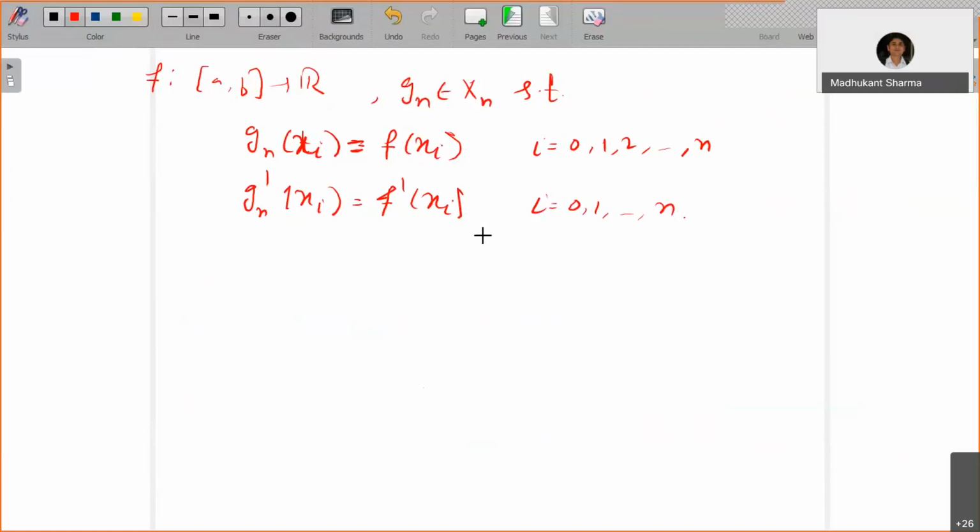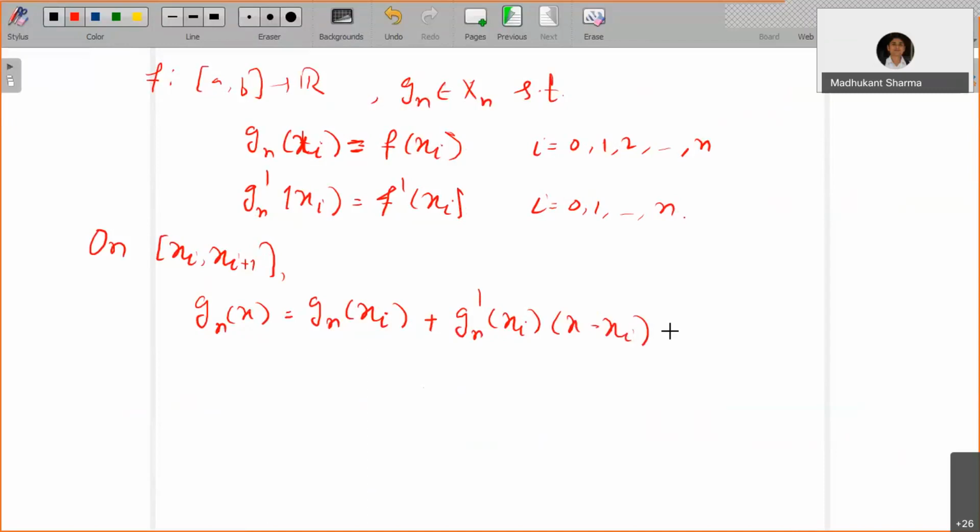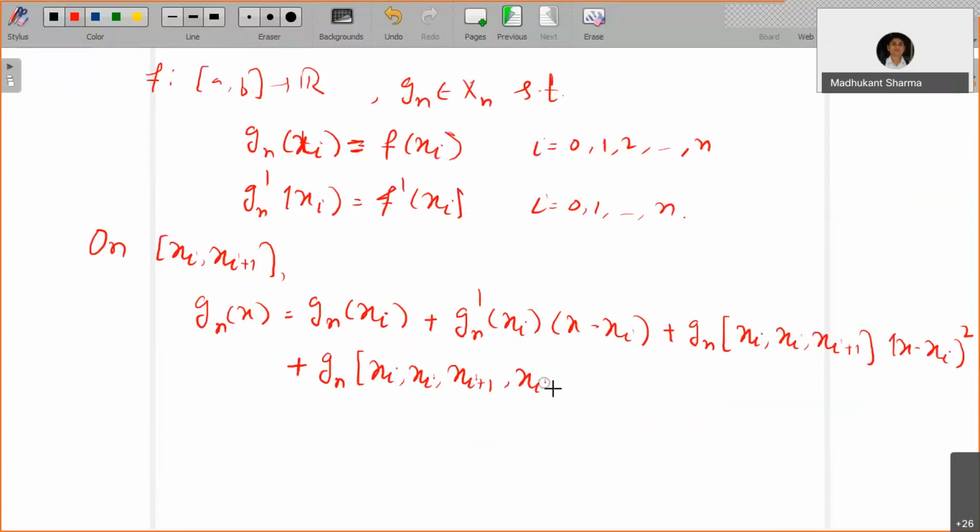And how will this gn be defined? Like we have done for a to b, on the interval xi to xi plus 1, gn of x equals gn at xi, plus gn dash at xi times (x minus xi), plus gn at [xi, xi, xi plus 1] times (x minus xi) whole square. We have replaced a by xi and b by xi plus 1 there. So nothing new here, only the notations are changing. The last term is gn at [xi, xi, xi plus 1, xi plus 1] times (x minus xi) whole square times (x minus xi plus 1).